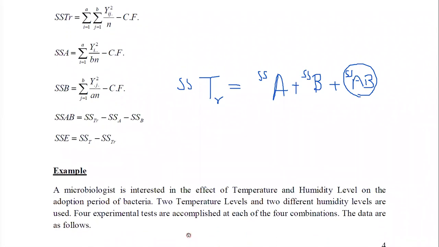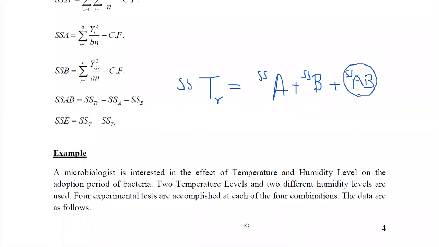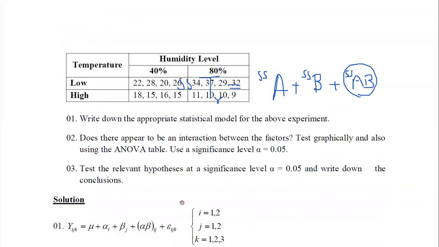Okay, this is one example I have included. A microbiologist is interested in the effect of temperature and humidity level on the adaptation period of a bacteria. Here, the person has considered two temperature levels and two different humidity levels, and four experimental units observed for each of the four combinations of these treatments, and then the obtained data are as follows.